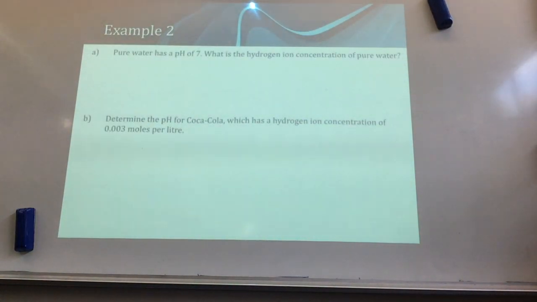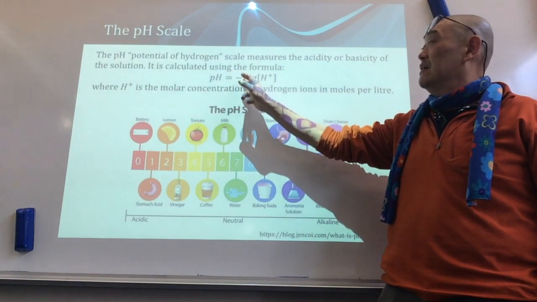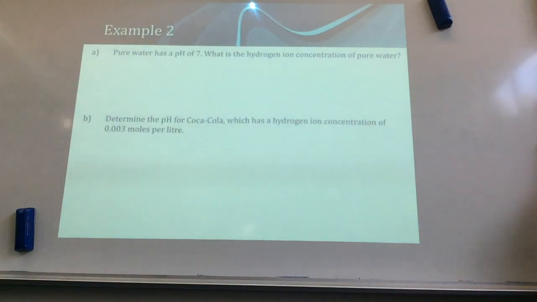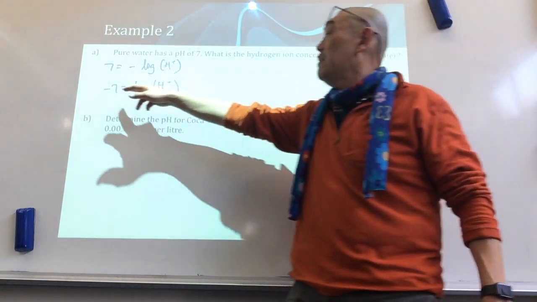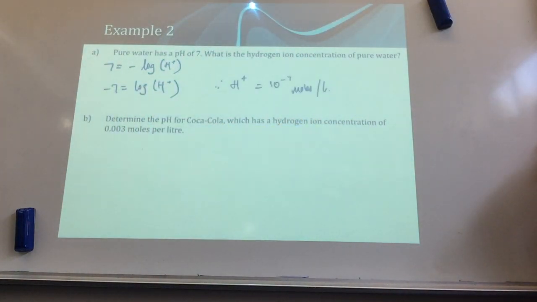So pure water has a pH of 7. What is the hydrogen ion concentration of pure water? So let's think about that. pH of 7, you need to find out what H plus is. All right? Just write that equation, substitute 7 in as your pH. So minus 7 equals log H plus. So therefore H plus is 10 to the power of minus 7 moles per liter.